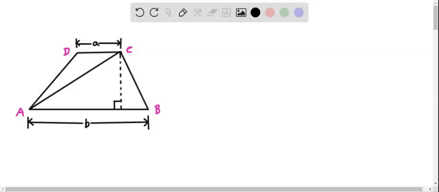Since this trapezoid is subdivided into two triangles, we can clearly see that the area of this trapezoid is the sum of these triangles. That is, I'm marking one for the triangle ACB, and for the other triangle ACD, I'm marking it as 2. So basically the area of the trapezoid, just drawing the trapezoid shape, is equal to the area of triangle 1 plus the area of triangle 2.